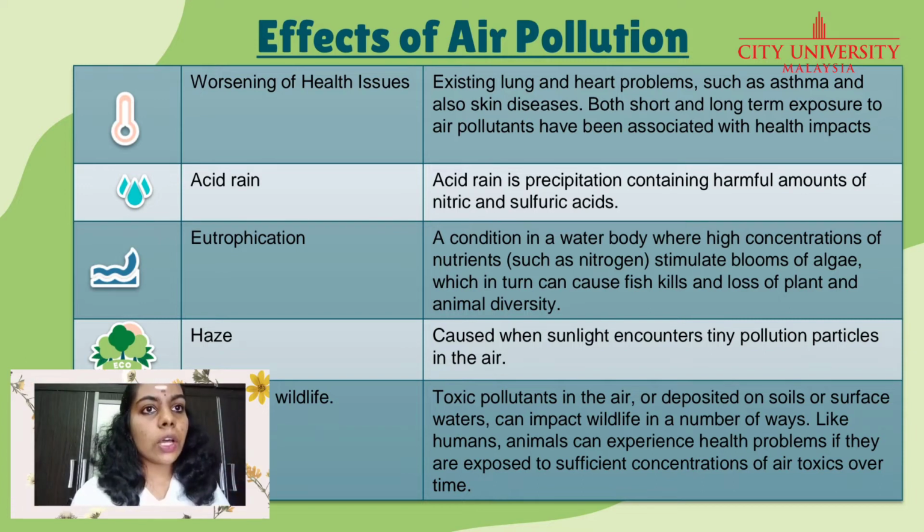Air pollution can also contribute to eutrophication. This is a condition in a water body where high concentrations of nutrients such as nitrogen stimulate blooms of algae, which in return can cause fish kills and loss of plant and animal diversity.